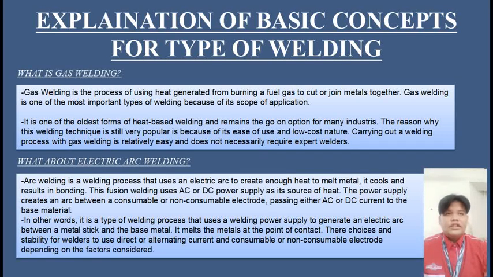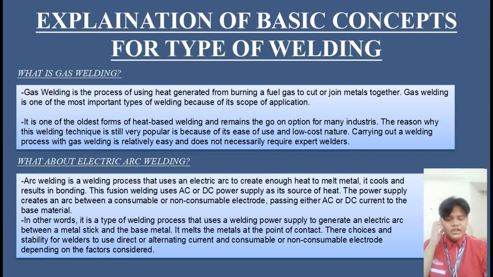And the second one is, what is electric arc welding? So arc welding is a welding process that uses an electric arc to create enough heat to melt metal. It causes and results in bonding. This fusion welding uses AC or DC power supply as its source of heat.